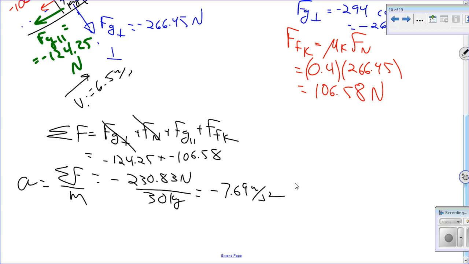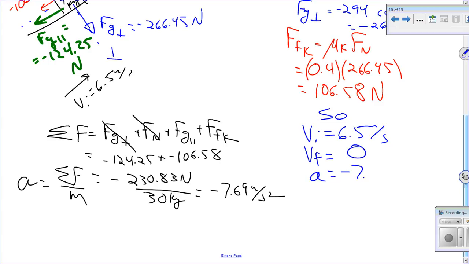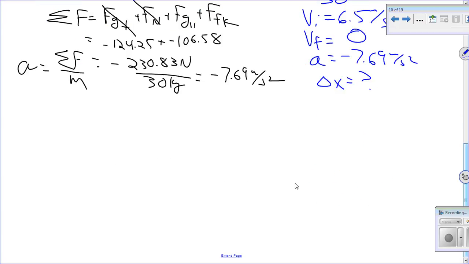All right. So we got one last thing we got to do. What's the last thing? We know the final velocity. Yeah, we got to figure out how far it goes before it stops, right? So here we go. We know that our starting velocity was 6.5 meters a second. We know our final velocity is going to be 0 because it's stopping. We just found our acceleration, and we're looking for our displacement.